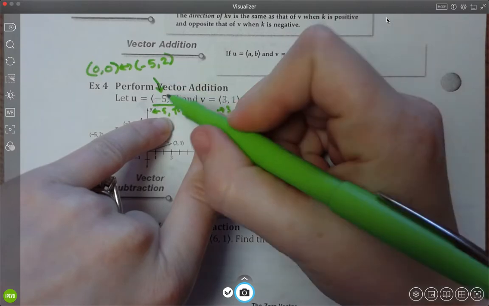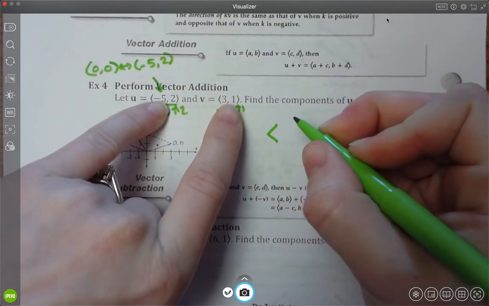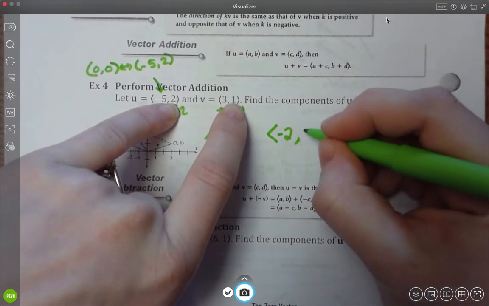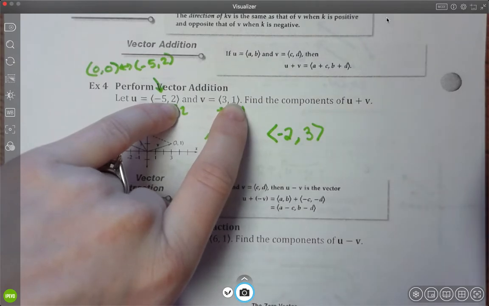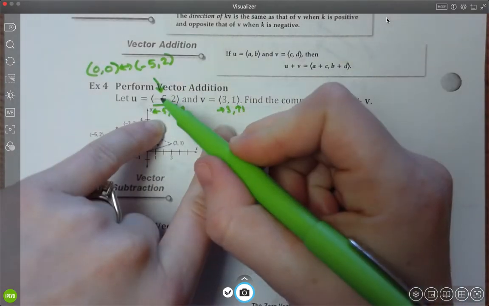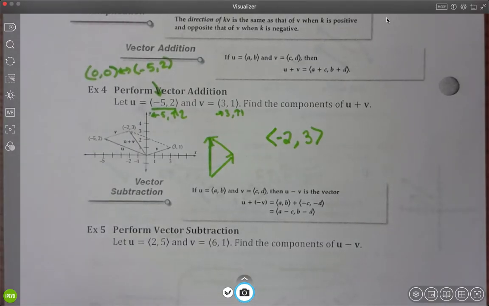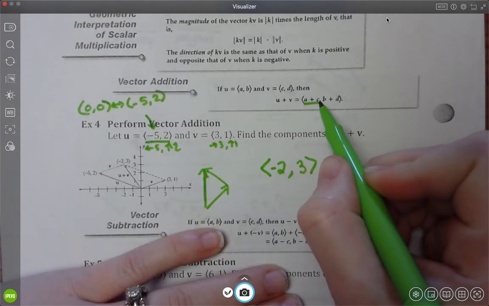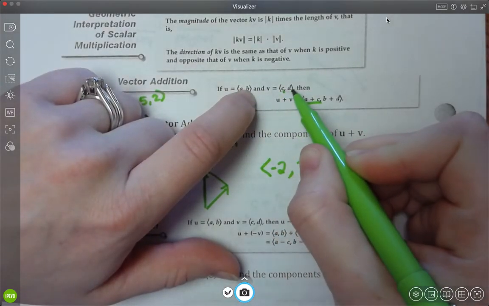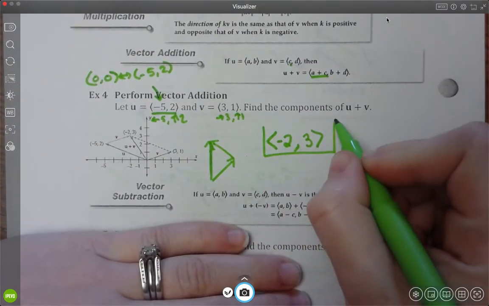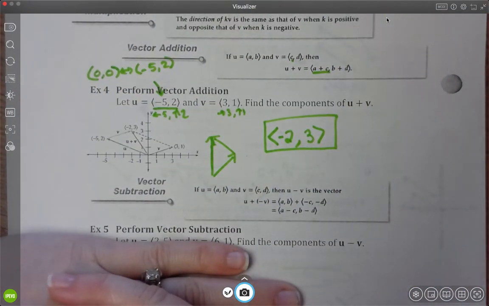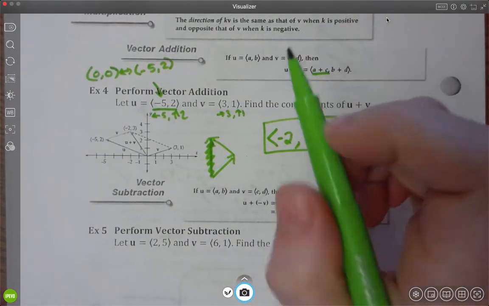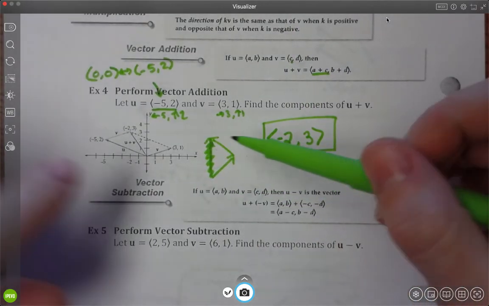What's going to happen is when you combine those two together, negative 5 and 3, it will end up in the negative 2 direction. And 2 and 1, it's going to still travel up, but it's going to travel up 3. So it's basically adding these two pieces together. You're adding your x's and you're adding your y's. That's kind of how the formula here is set up. You're adding your a and c together, and you're adding your b and d together. And that's what u plus v would look like in component form. This vector is going to end up at negative 2, comma 3. This is just an example. That's not actually what negative 2, comma 3 looks like, but there you go.